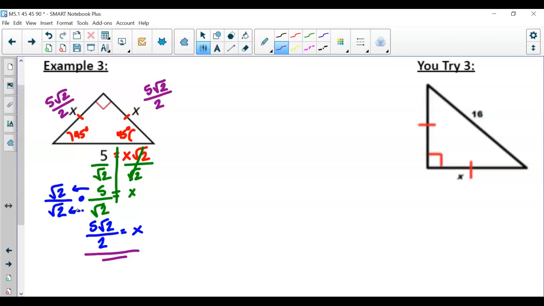Now, before we continue though, how do we know that we are going to use the same pattern here? How do we know that this is a 45? Because again, we have an isosceles triangle, which means the base angles are the same. So now go ahead and pause the video and try the Your Turn on your own.